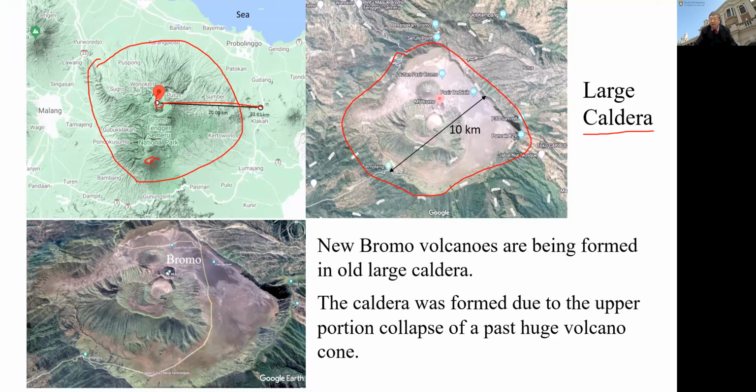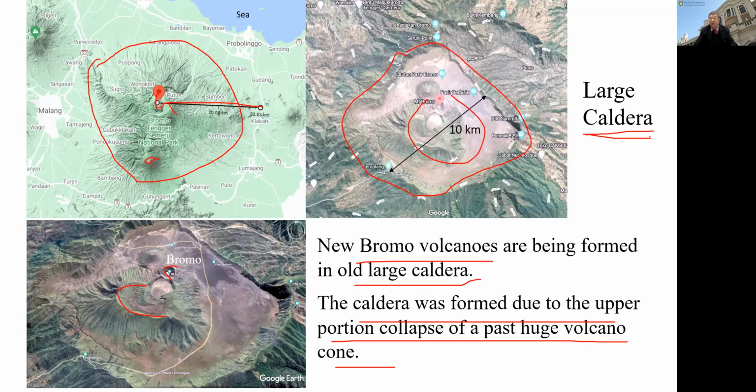caldera. Then the new volcanoes, this small volcano and this volcano, came out, formed in the old, large caldera. The caldera was formed due to the collapse of a past huge volcano cone. Here was the mountain; nowadays it is more than 2,000 meters, but the original might have been much higher. So a new volcano comes out because the gas is still there, and the gas reaction like this one comes out. So new small volcanoes appeared in the large caldera.